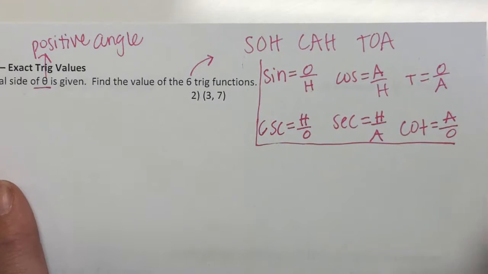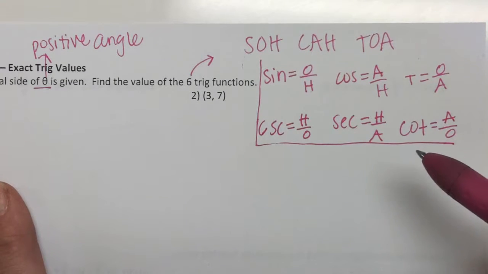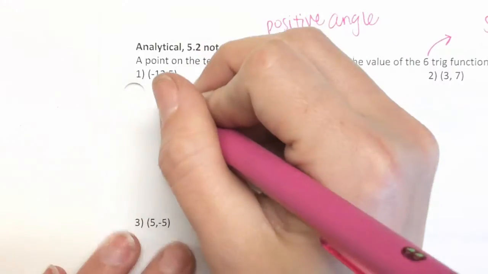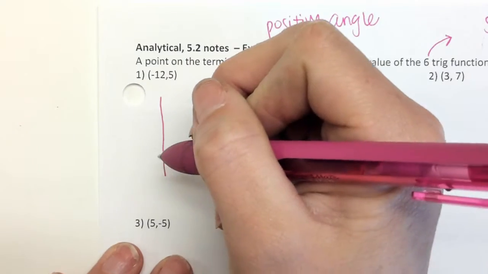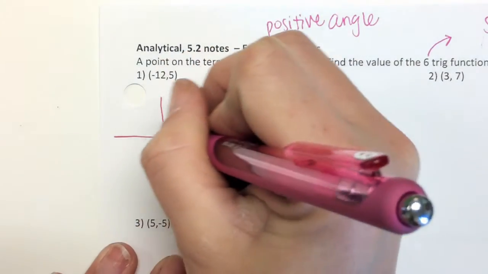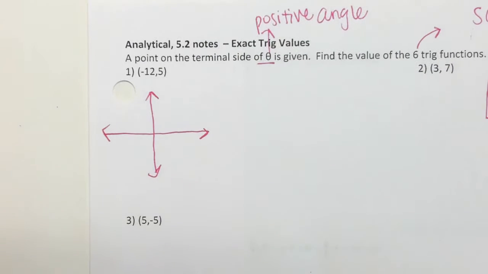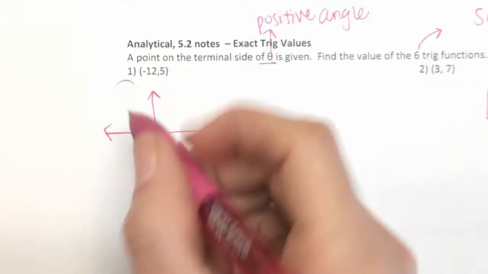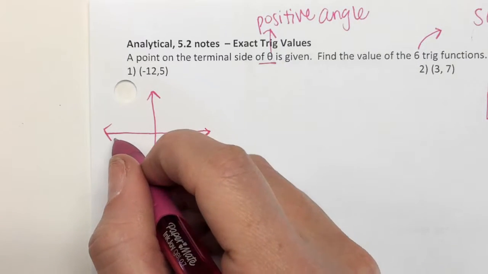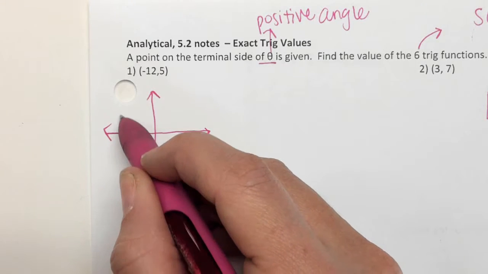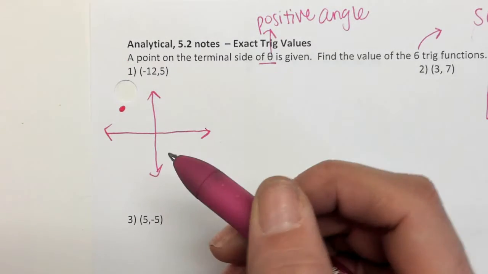Alright, so before we find all of these trig functions, we have to identify what's our opposite, adjacent, and hypotenuse. So the first thing we'll do is draw this point on a coordinate plane. You can just make one since we don't have one. So negative 12 is our x value, so it's going to be somewhere way over here. I'm not going to actually draw 12 tick marks, but you can if you want to. And then the 5 is going to be 5 up, so somewhere right here.